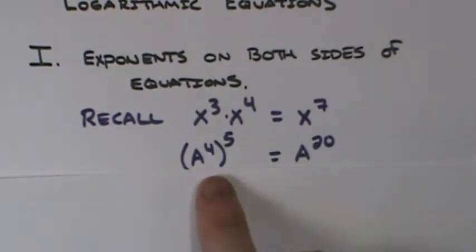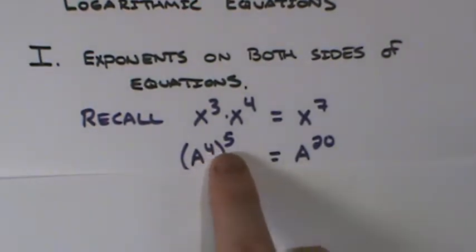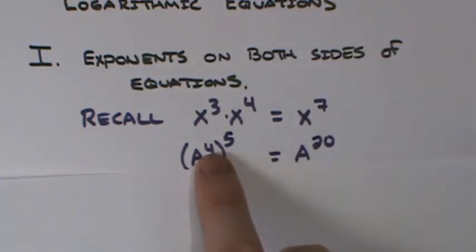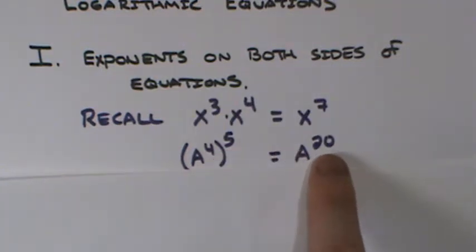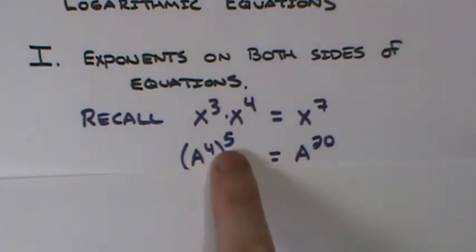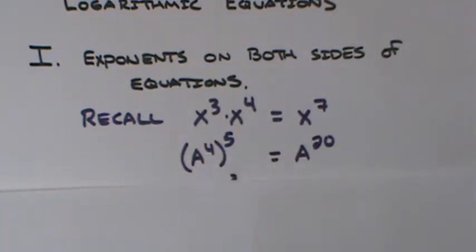If you have a base raised to a power that is then raised to a power, the power to a power concept is actually multiplication. A to the 4th raised to the 5th tells me to take the 4 times 5, and so I can call that A to the 20th. That's the power to a power concept.